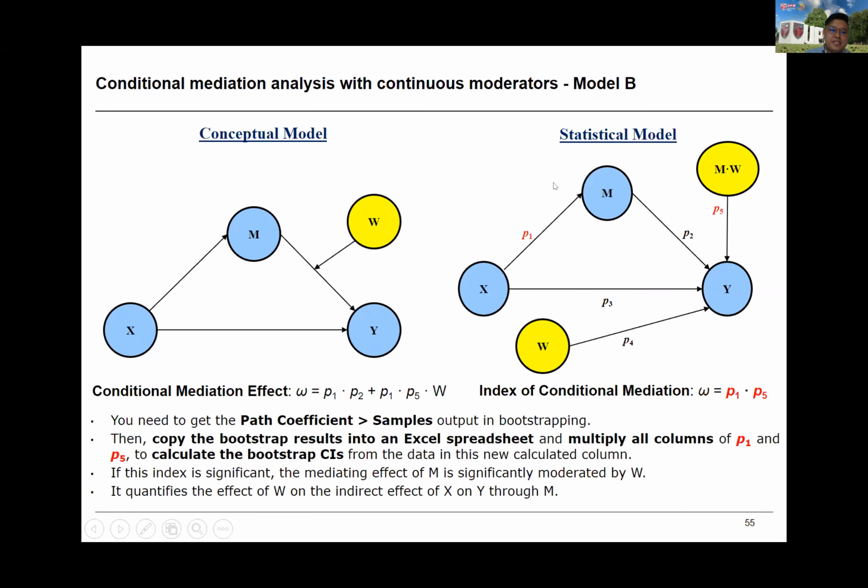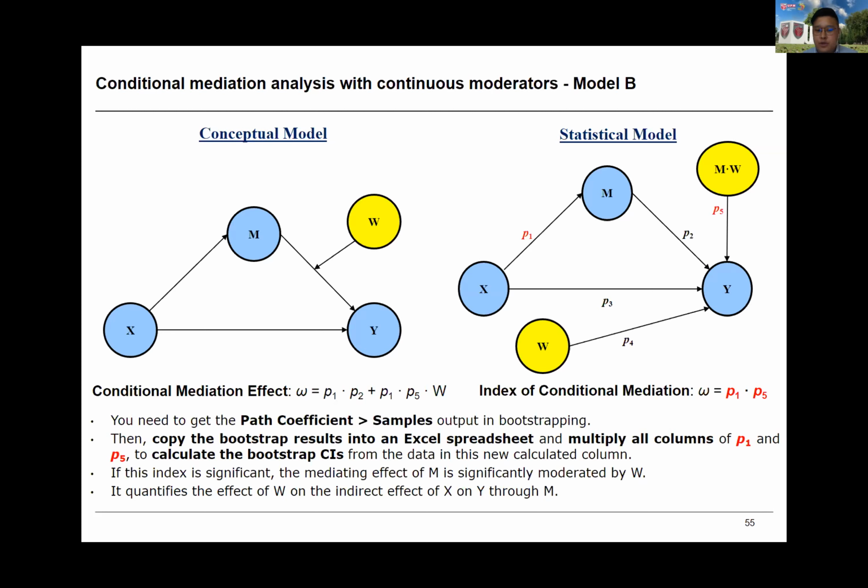The next example is model B. In model B, W moderates the second stage of the mediation model, which means W moderates between M and Y. The statistical model is on the right-hand side. To calculate the index of conditional mediation for model B, you need P1 multiplied by P5. Unfortunately, I don't think a lot of software will generate this result, especially SmartPLS, Adanco, or other PLS software. You can't generate this index of conditional mediation for model B, compared to model A.